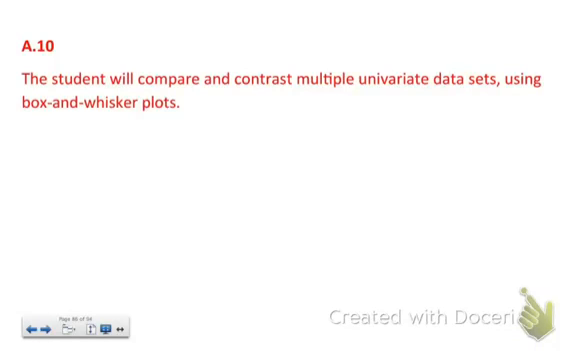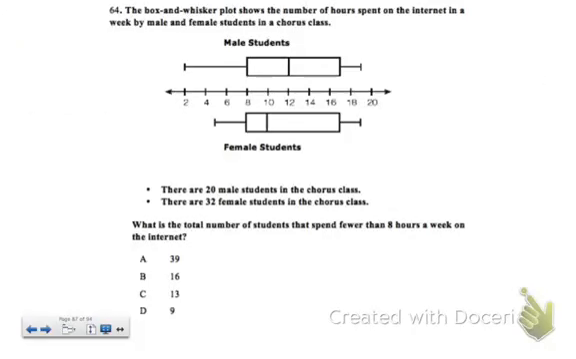Okay, this is SOL A.10. The student will compare and contrast multiple univariate data sets using box and whisker plots. So this whole thing is about analyzing box and whisker plots. Alright, before we do this problem, real quick, I just want to review the parts of a box and whisker plot.